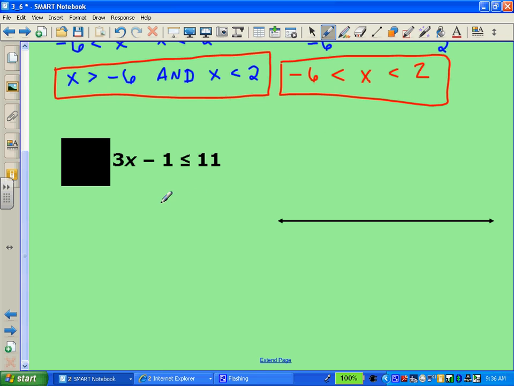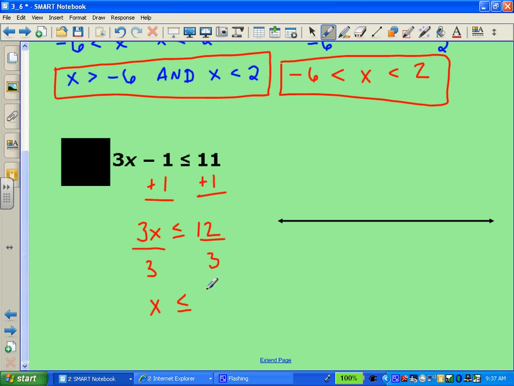So here, I need to solve this one for x. So I'm going to add 1. So then I get 3x less than or equal to 12. Then I've got to divide by 3.